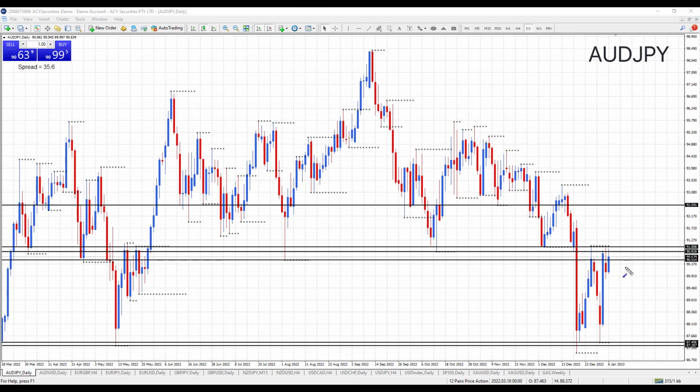Now I'm on the Aussie Yen day chart. I've got my monthly, weekly, daily support and resistance levels all drawn in. They're in the description below. I'll just talk about the ones closest to price action now.